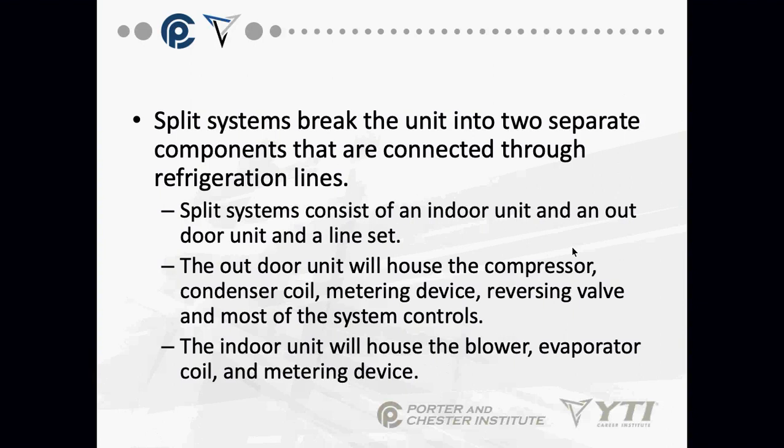Split systems. All they do is break the unit into 2 separate components that are connected through refrigerant lines. We've talked about these before. Okay, as an indoor unit and an outdoor unit in a line set. The outdoor unit houses the compressor and condenser coil and metering device and reversing valve and a lot of the system controls. The indoor unit has the blower, the evaporator coil, and a metering device. Oh, wait a sec. I said 2 metering devices here, right?